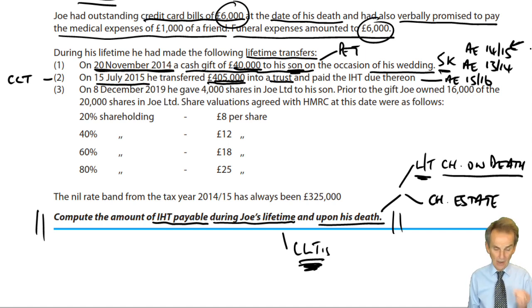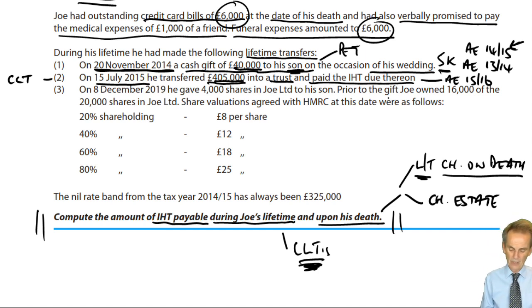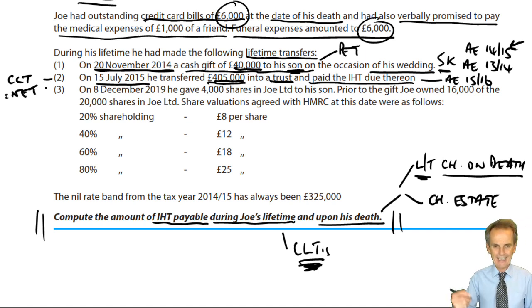And for that, the lifetime tax chargeable when made, we need to know who pays. And we're told, transferred into the trust and paid the IHT due thereon. So Joe, the donor, paid. That therefore means that it is a net transfer. So when we come to the computation, any excess above the then available nil rate band is going to be taxed at 25%. More of that later.